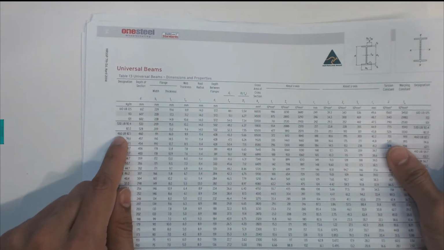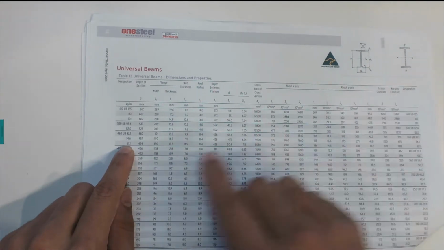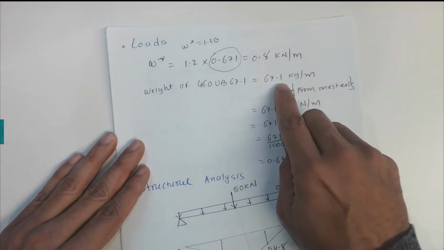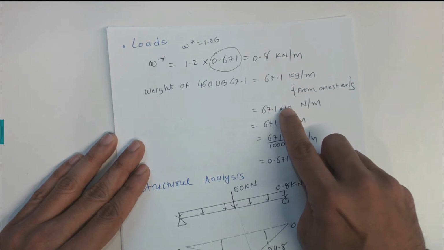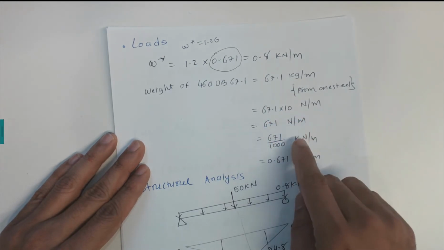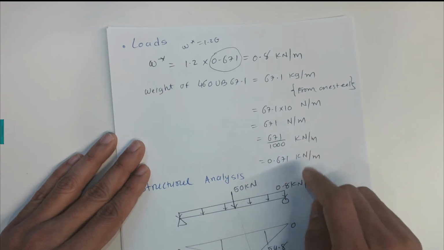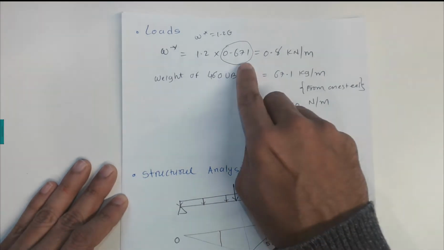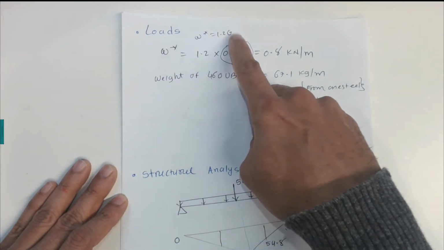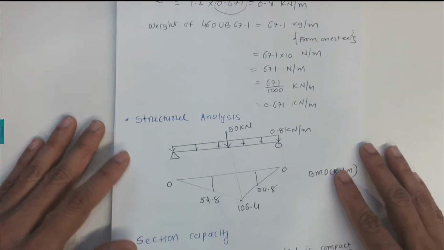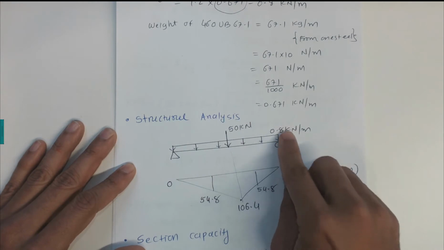Now this 0.671 comes from the 460 UB 67.1, and that 67.1 is in kg per meter. In this case we can convert this 67.1 kg per meter into newtons by multiplying by 10. That gives us 671 newtons per meter, and converting into kilonewtons per meter, dividing by 1000, gives us 0.671 kilonewtons per meter. Substituting that 0.671 into the equation 1.2 G gives us 0.8 kilonewtons per meter, which is the UDL of the weight of the beam.